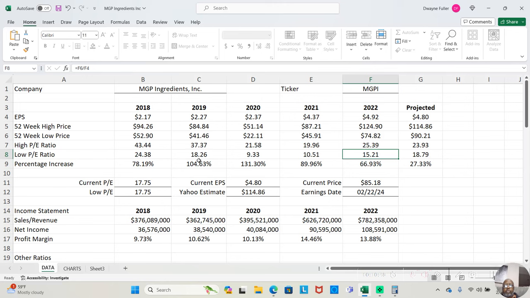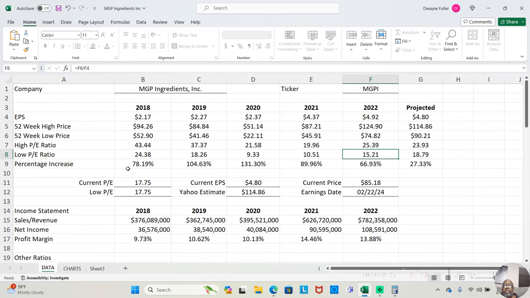So, like we said, Yahoo analysts estimate that this stock can move up to $114.86 in the next 12 months. We see that from the low price to the high price in terms of PE, it was an increase of 78.19% in 2018, 104.63% in 2019, 131.30% in 2020, 89.96% in 2021, and 66.93% in 2022. But it's a lot lower this year.